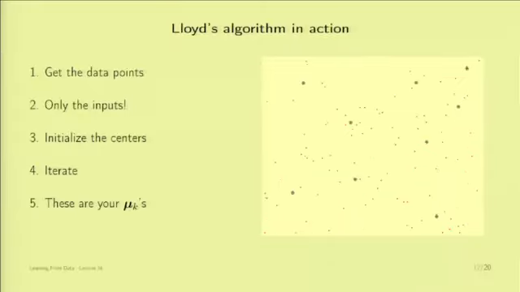Okay. The movement is becoming smaller. Third iteration. Just a touch. Fourth. Nothing happened. I actually flipped the slide. Okay. Nothing happened. Okay. So we have converged. And these are your mu's. Okay. And it does converge very quickly.